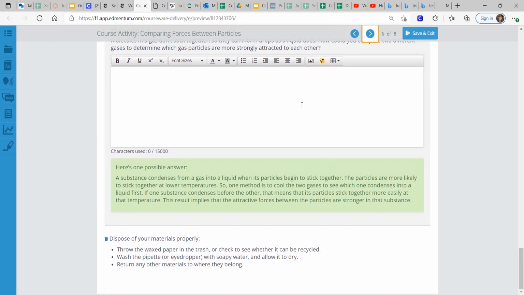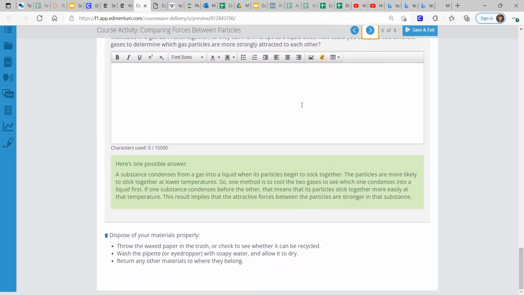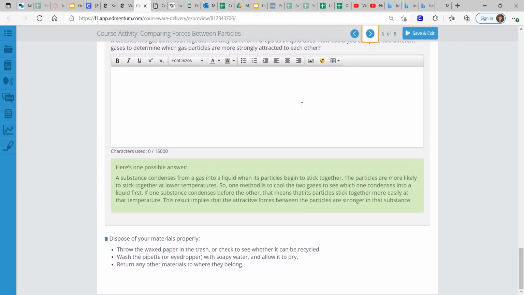So one method is to cool the two gases to see which one condenses into a liquid first. If one substance condenses before the other, that means that its particles stick together more easily at that temperature. This result implies that the attractive forces between the particles are stronger in that substance. And this is how to dispose of your materials properly.